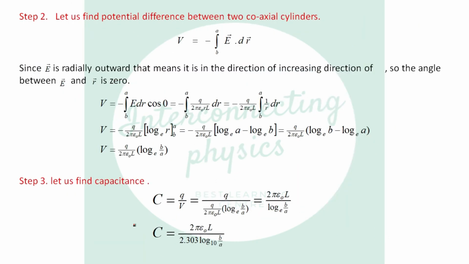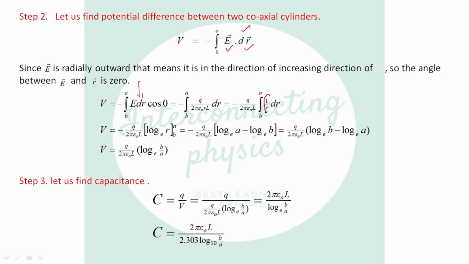Now let us find the potential difference. So potential difference is minus integration from b to a, because work is done in moving a charge from the outer cylinder to the inner cylinder, from b to a, E dot dr. Now dr is radially outward, and the electric field is also radially outward. The angle between E vector and dr vector is 0 degrees and cos 0 is 1. So put the value of E, that is Q over 2 pi epsilon naught r L, dr. Now take the constant terms outside, that is Q over 2 pi epsilon naught L.